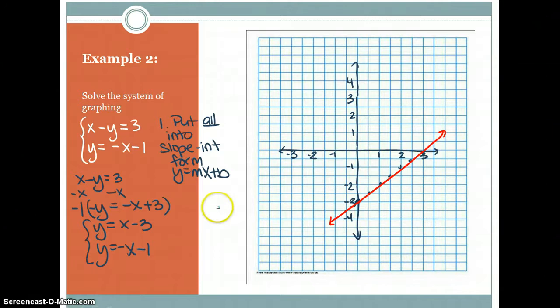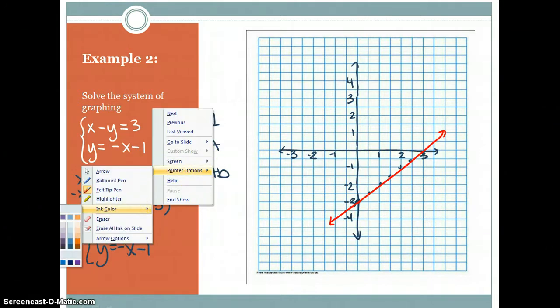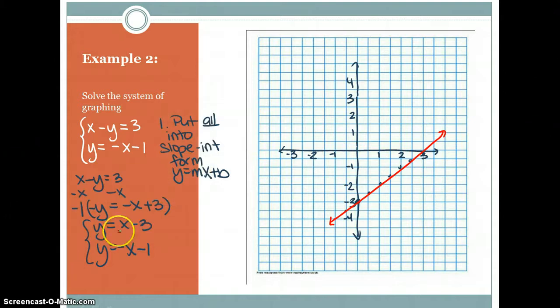And again, do the same thing for the second equation. So the second equation is y is equal to negative x minus 1. So you start at negative 1. And the slope again is negative 1 this time around. So it's down 1 to the right 1 to produce that negative slope, or up 1 to the left 1. Connect your dots.